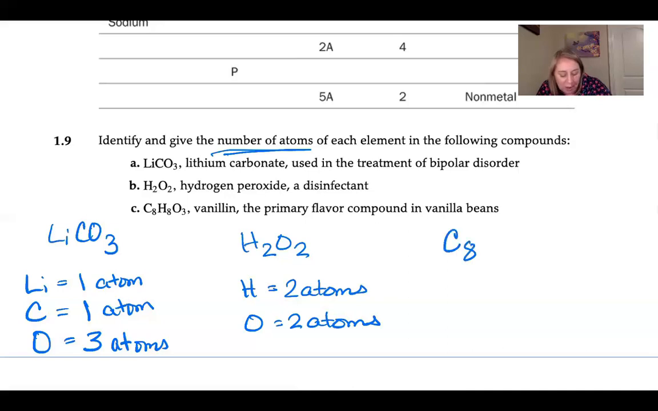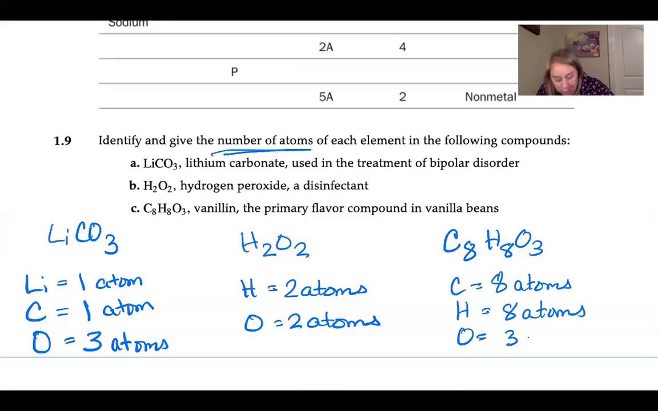So C8H8O3, vanillin. This is the flavor compound in vanilla beans. So the carbon, a subscript of 8, that's telling me I have 8 atoms. Hydrogen, that's telling me I have 8 atoms. And then oxygen, I have 3 atoms. Okay, so you just look at those subscripts, and those subscripts are going to tell you exactly how many of each you have. All right, and that is our end for section 2.